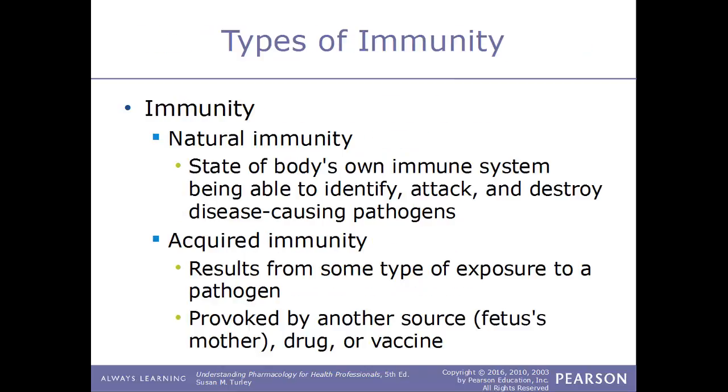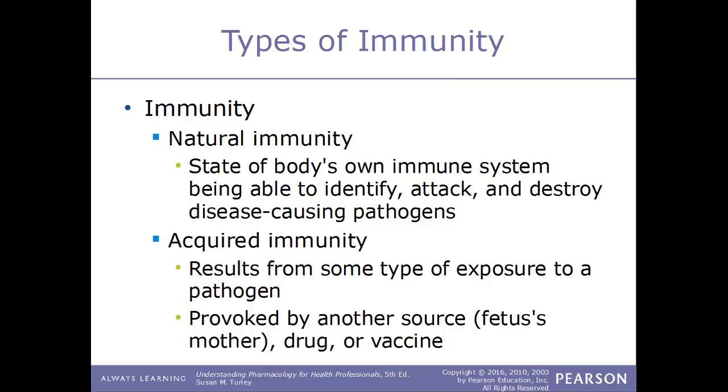Alright, now we'll move on to talk about different types of immunity. There are 4 main types of immunity. The first one we'll go over is natural immunity. This is the state of the body's own immune system being able to identify, attack, and destroy disease-causing pathogens. It's also known as your innate immune system. This is what you are born with. There's nothing you can do to enhance this. What you have is what you have.